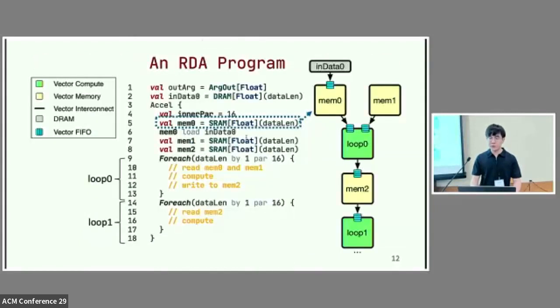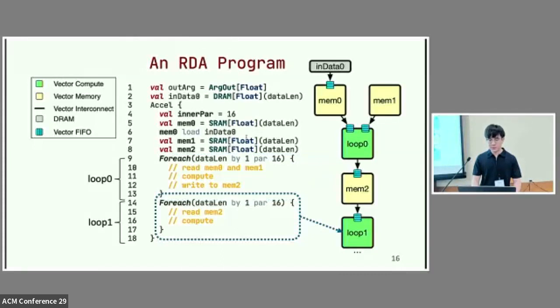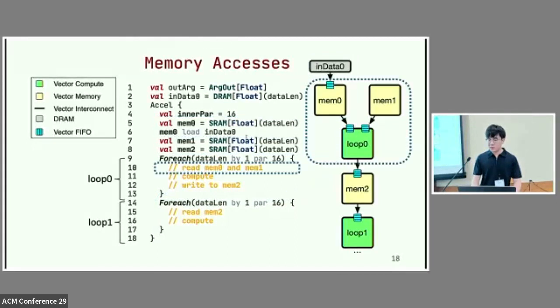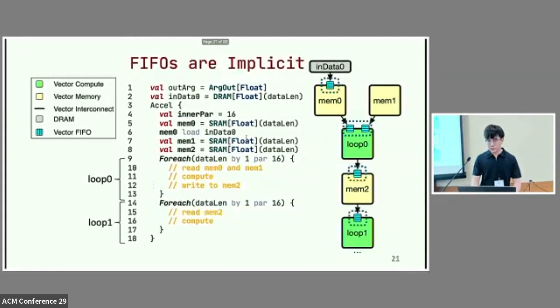Here, we show an example of an RDA program implemented in Spatial. Users typically declare on-chip memories explicitly. Here, mem0, mem1, and mem2 get mapped to on-chip memory units. And then code in terms of loops such as loop 0 and loop 1 gets mapped to on-chip computation units. In this example, memory accesses such as the traffic between DRAM and on-chip memory are explicitly managed by the user. On-chip element-wise data accesses are also explicitly managed by the users. In this example, the FIFOs are implicitly created.